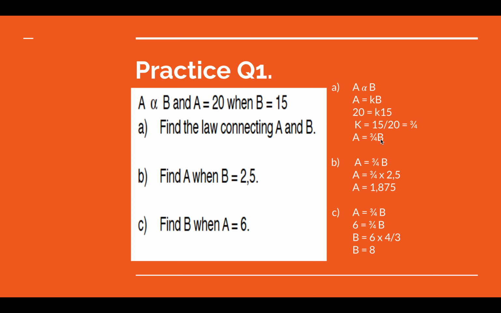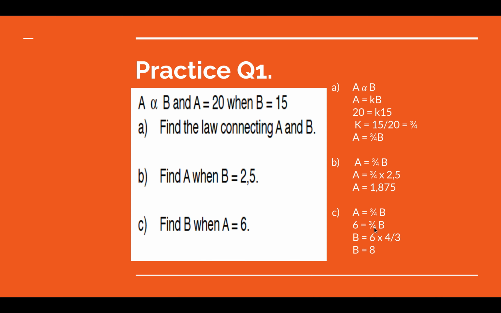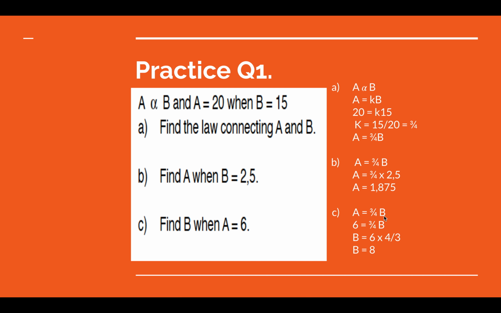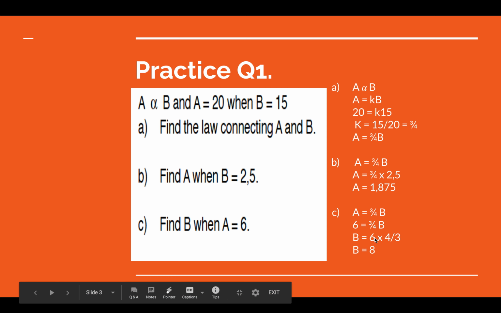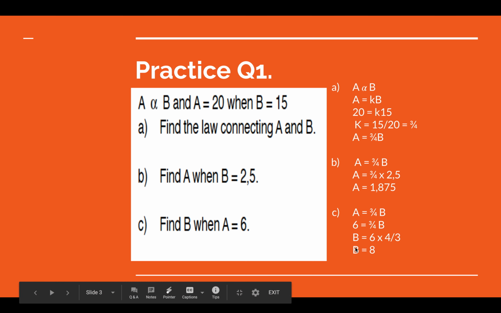And because we have this relationship derived, we can use it anytime after that. So now we can use it even in part C here, where we're told to find B when A is 6. When A is 6, we get to multiply that 6 by 4 over 3. So we are taking this 3 over 4, we make it 4 over 3, multiplied by 6. And that's how we get our B.